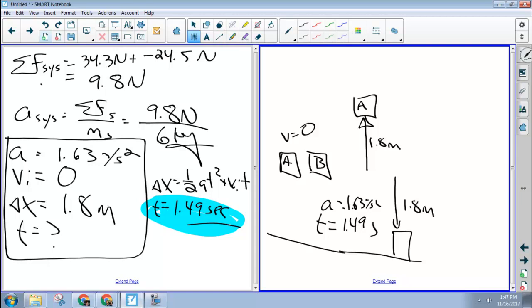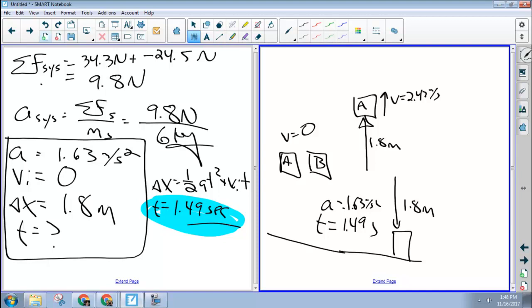So we can find our final velocity just by doing VF equals VI plus AT. Follow? So the velocity at this point, if you do VI plus AT, 0 plus these guys multiplied, gives you 2.42 meters a second. What that represents is the velocity block B had as it hit the ground. Well, that means that block A is going up at that velocity when block B hits the ground.